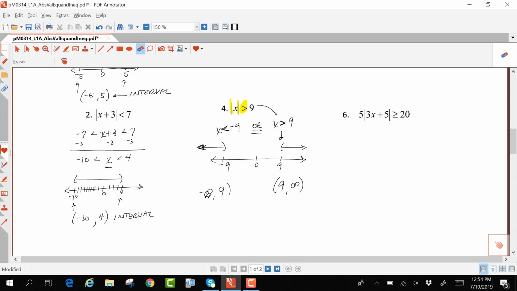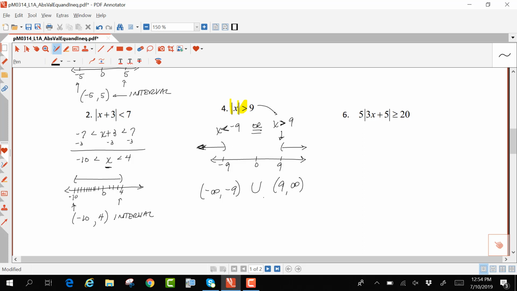I wrote that horribly. Let me rewrite that. This would be negative infinity to negative 9. So you have two intervals which are containing all of your solutions. To put these two intervals together, we put this capital U in the middle, which is really the union symbol. And this is your interval notation for the solutions to the greater than absolute value inequality.